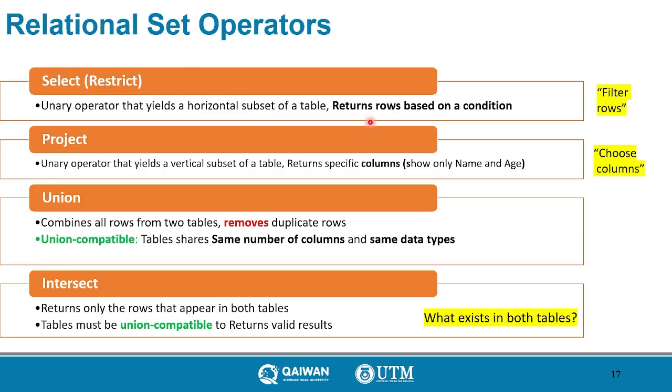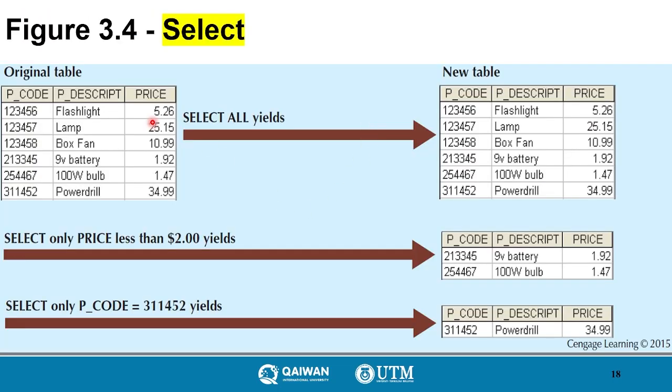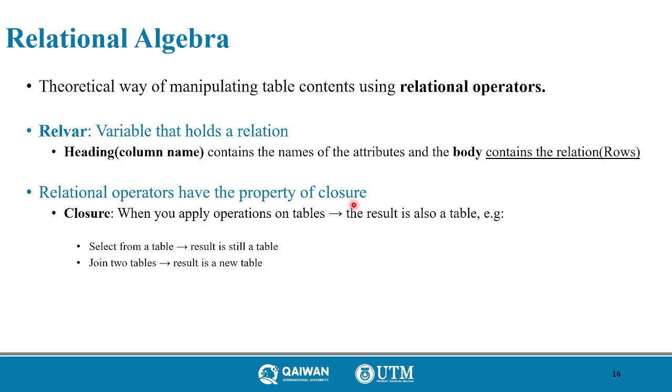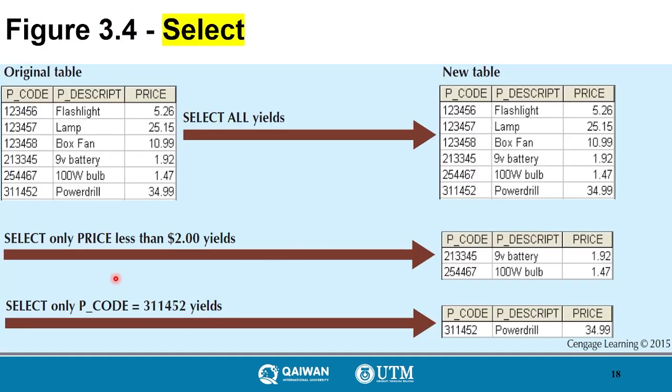Now we have select, which filters rows and returns rows based on a condition. What do we mean by this? If we say select all, it will select all rows for us. However, if I select only price less than $2 from this table, it will bring me only those rows. If I select only P code equal to 311452, it will bring me that row. So it returns rows based on a condition, and the price less than $2 is the condition.